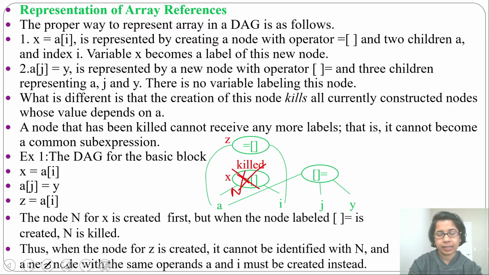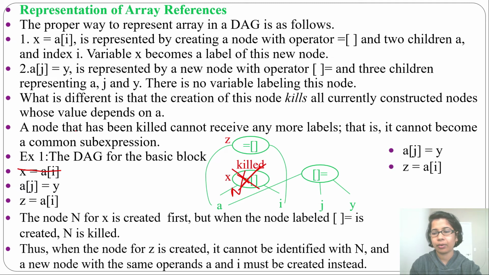As this is killed, this is not required. It doesn't have any next use. It is not live. So we can eliminate this three address code. We can simply write a[j] equal to y and z equal to a[i]. We can eliminate the first statement as it is dead code or it is killed.